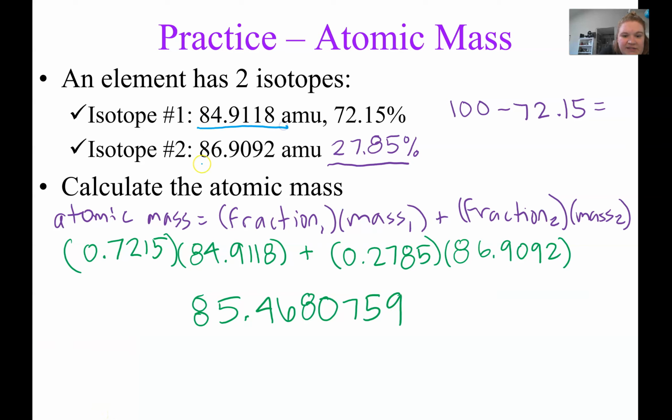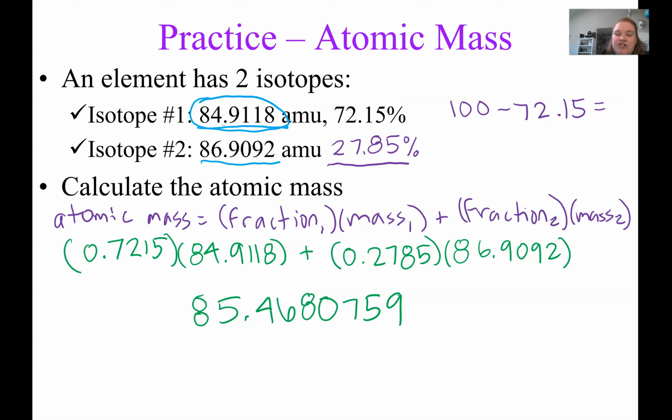So just like with my other problems, I want to check to make sure things make sense. Here's our two masses that we started with. The atomic mass is an average of these, so my answer should be in between those. Now, it's not going to be perfectly in the middle unless your percentages are 50-50. It will be closer to whichever one has the greater percentage. So it's going to be closer to our isotope number 1 because it has the bigger percentage. Now, really, we're in between them. That's good enough for me. I know that I'm in the right ballpark.